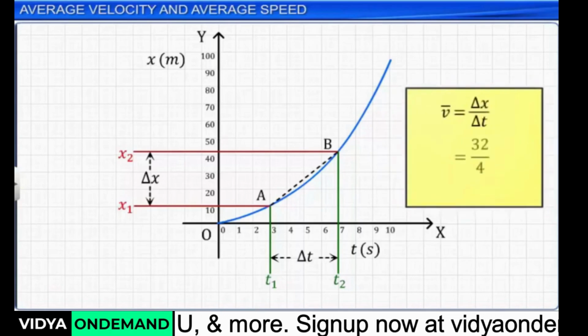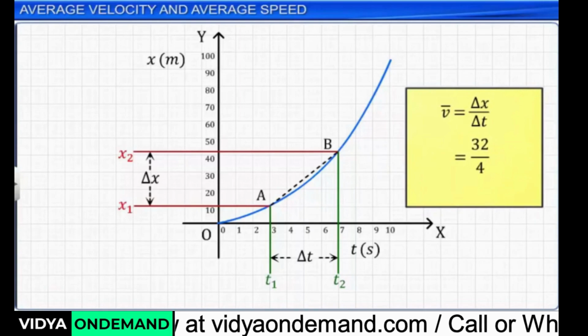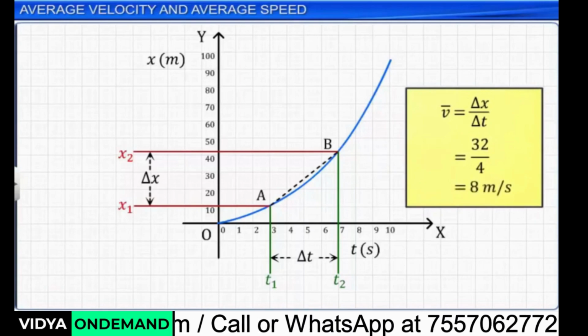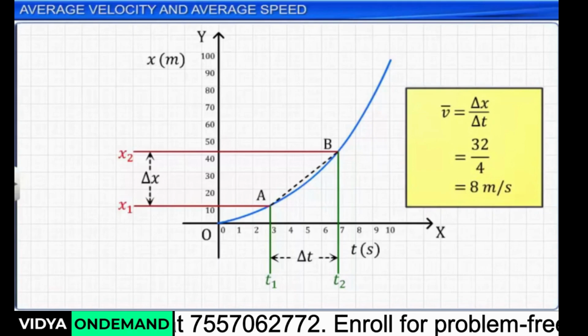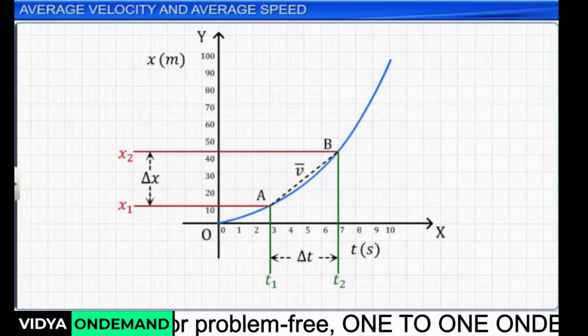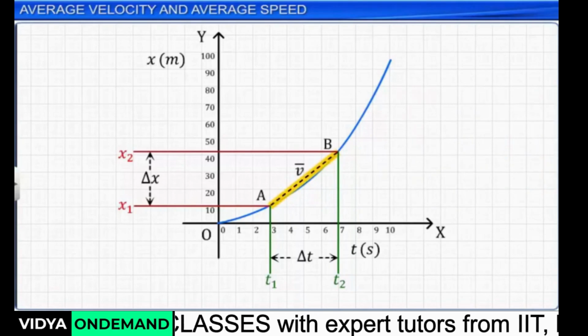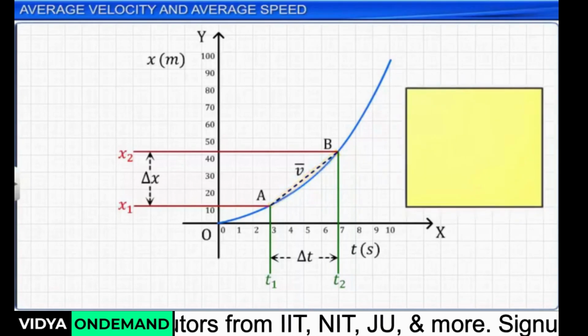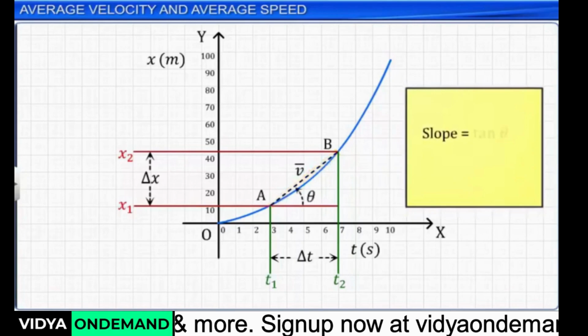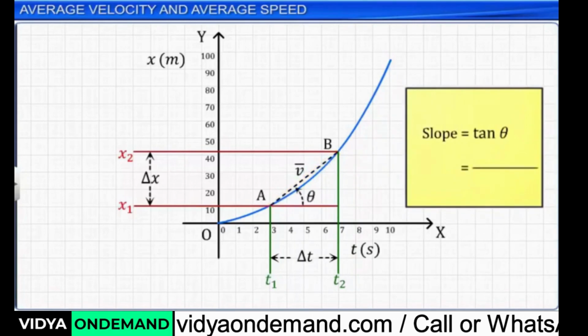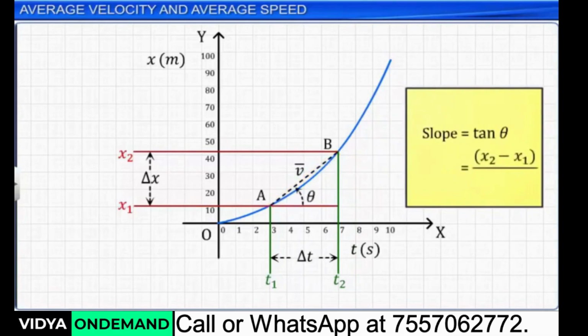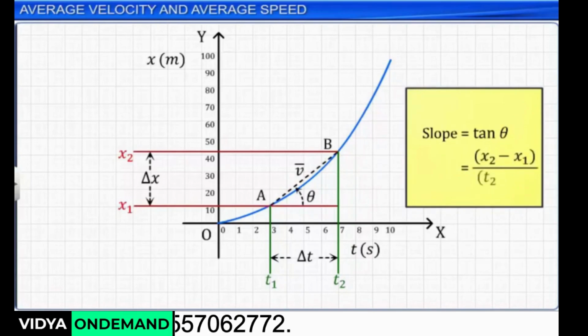V bar represents the slope of the line joining points A and B. Slope is equal to tan theta is equal to x2 minus x1 by t2 minus t1. If you observe the graph carefully, you will find that the displacement is different in different intervals of time.